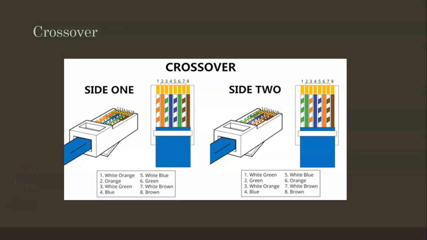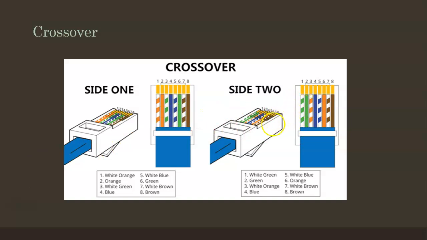Now for a crossover cable, where you want to connect similar devices together, or you want to configure a router using the console port from your laptop or your PC, well, that crossover cable has one end of it configured as a straight through, and then the other end is configured a little differently. The wires on the crossover end are arranged in a different order.